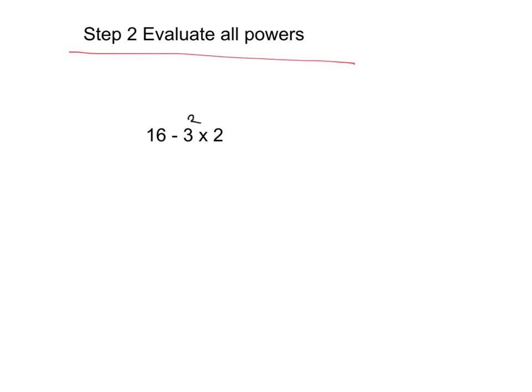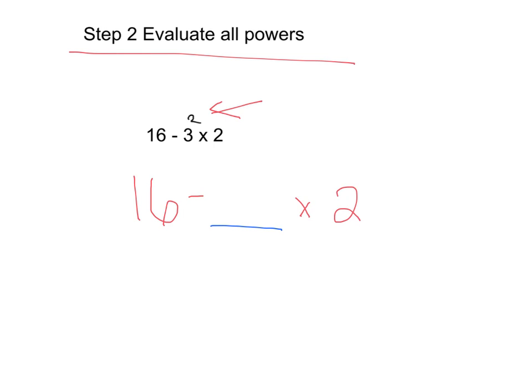Step number 2 is evaluate all powers. Make sure you include this in your notes. If you look at the example and there are no grouping symbols, then your next step is to look to see if there are any powers. In this particular example, we have a square, so we need to leave everything except for that power. So we leave our 16, our minus, and our times 2.